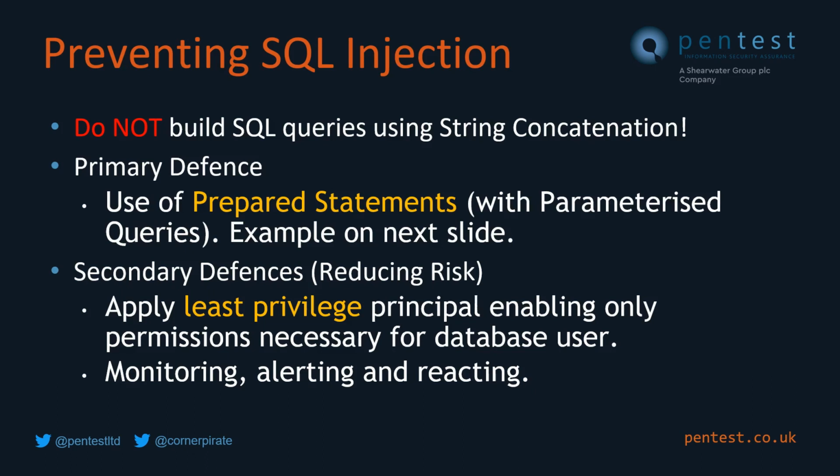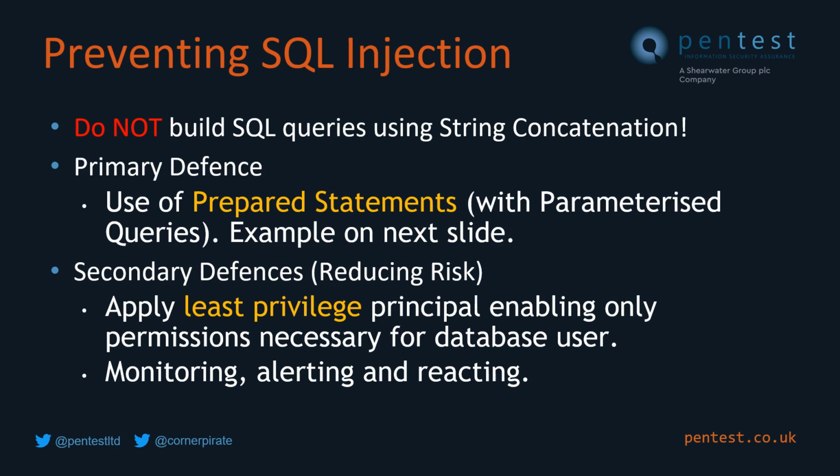Anyway, secondary defenses is reducing the risk. So assuming that you can't do the first one, or even if you can do the first one, you want to reduce the risk. So apply least privilege. And this month, least privilege has a really good example. The principle of enabling only the permissions necessary for the database user. So you can go, well, Conor Pirate, you literally disabled a secure_file_priv setting to be able to make this work. That's not least privilege. You've given the user extra privileges. I say that's completely correct. But that's an exact example of why you use least privilege. Don't give the account the privilege unless it absolutely needs it.